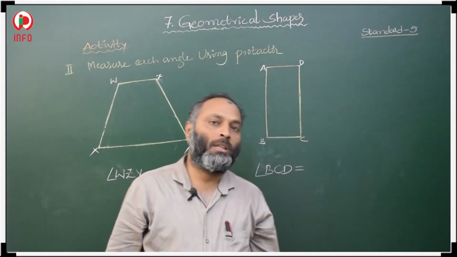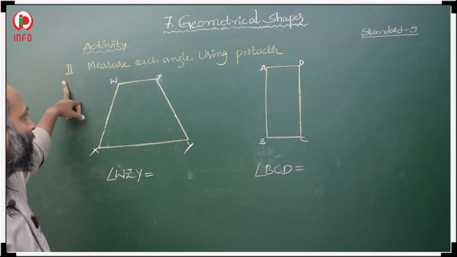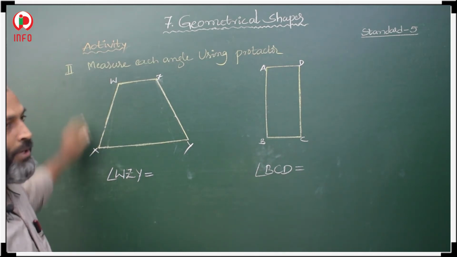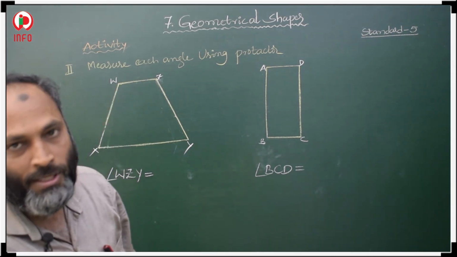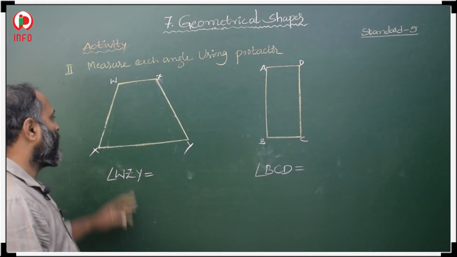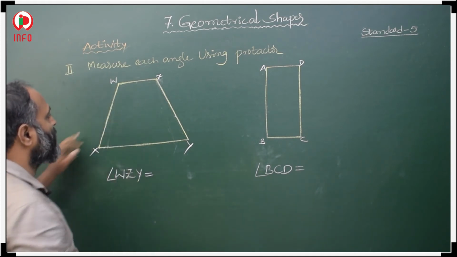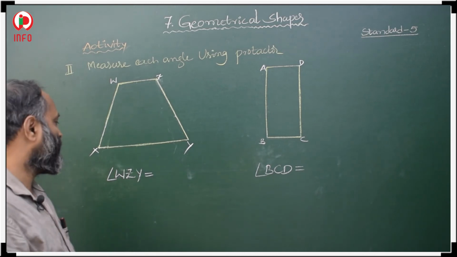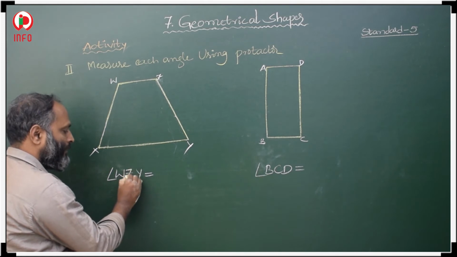Okay. Now next, in the second bit, what he is asking in the activity: measure each of the angles using a protractor. Using a protractor, we have to measure the angle. So which angle we have to measure here? See here. In this quadrilateral, this is a four-sided closed figure. This is a quadrilateral. So in this we have to find the angle WZY. Where is W?